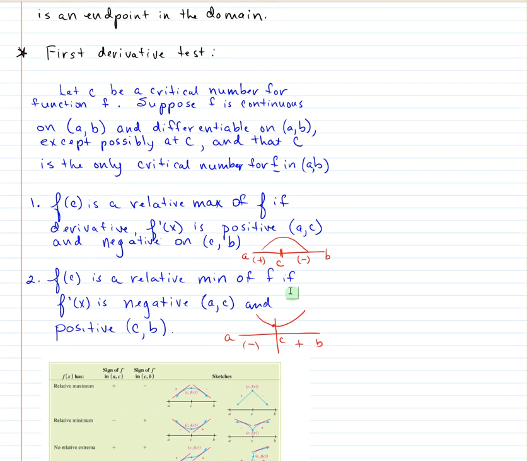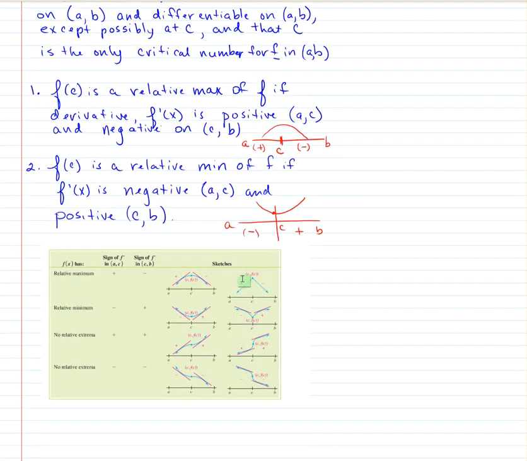The first derivative test, which we were using, said let c be a critical number for function f, and it has to be continuous on an interval from a to b and differentiable, except possibly at c. And then f of c is a relative max of f if the derivative is positive. So it looks like this. That means when you're looking at f prime of c, it's positive here, it's negative here. If it is this picture, then it's a relative min. So that's what we're going to do.